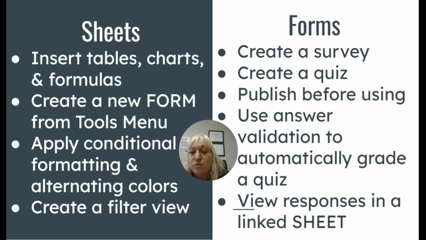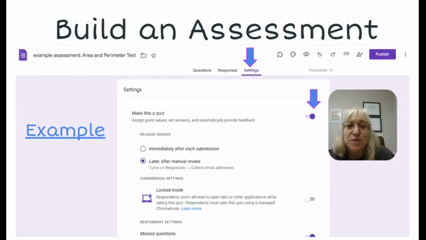But if you haven't created your sheet yet, you can create your form and create a sheet right from the form. When you create your new form, you will see 3 tabs at the top saying questions, responses, and settings. Click on the settings tab and toggle on make this a quiz. It's that easy.